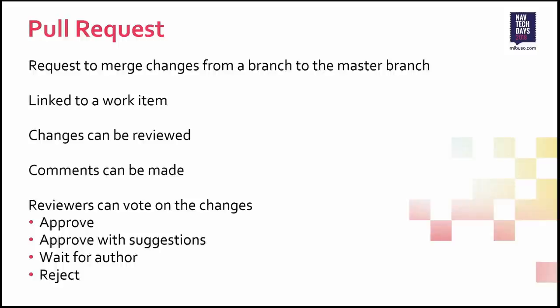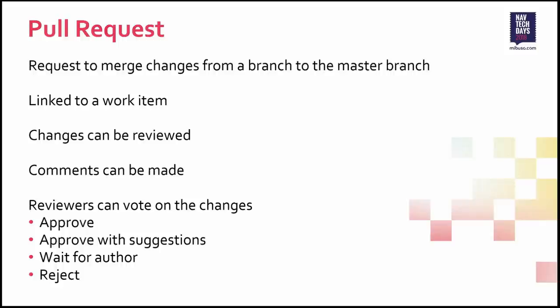Then when everything is okay, when they are okay with the changes, they can vote for it, approve. Saying, okay, now I approve this pull request. I approve this is going to be in our master branch. Or you approve it with suggestions. Or maybe it's just not okay, and you can say, hey, please fix the comments first. Then you say, I'm waiting for the author to make those changes, to update the pull request, and then I can check it again. Or you just say, reject it. I'm not going to do it.